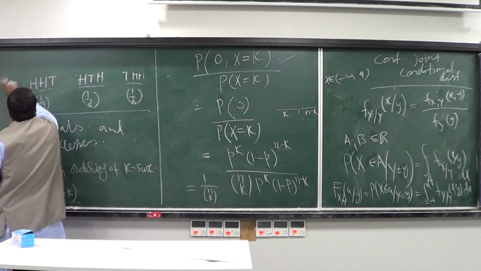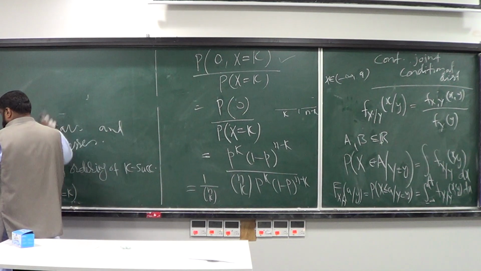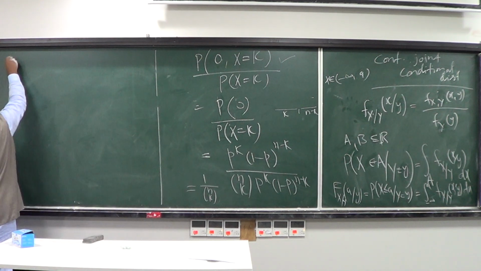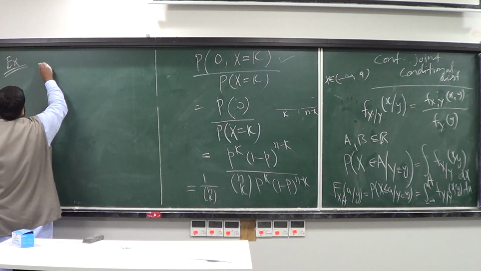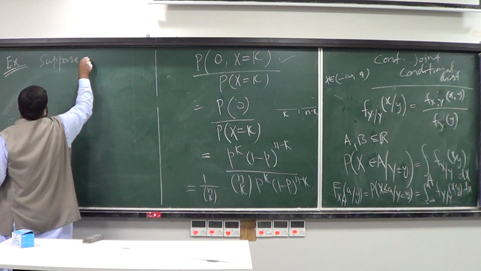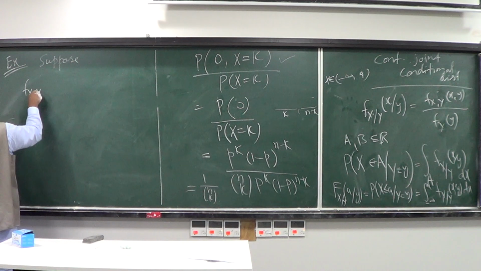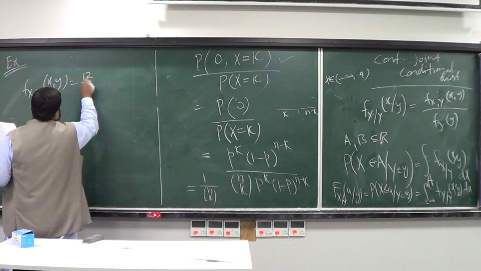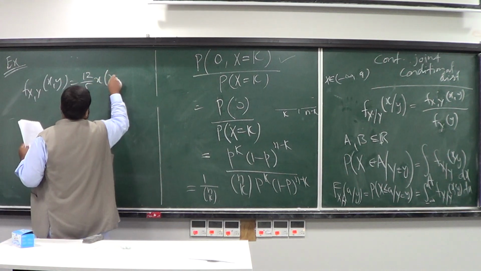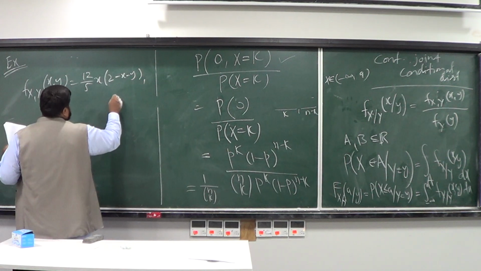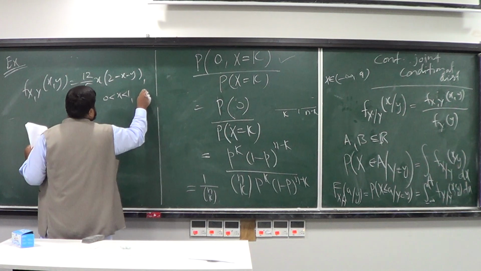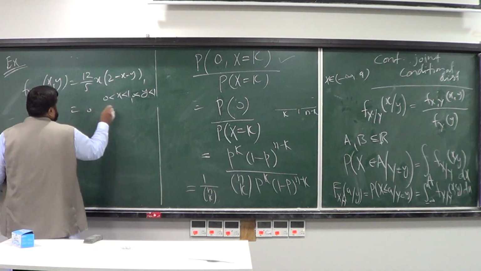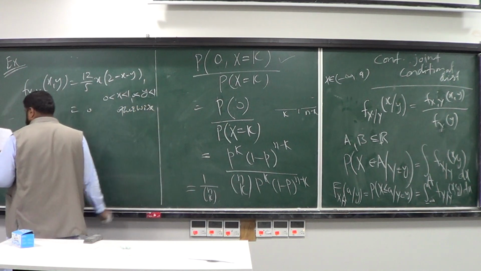So let's do some examples. Suppose that you have two random variables X and Y whose joint PDF looks like this: it is equal to 12/5 times x times (2 minus x minus y), where x is between 0 and 1 and y is also between 0 and 1, and equal to 0 otherwise.